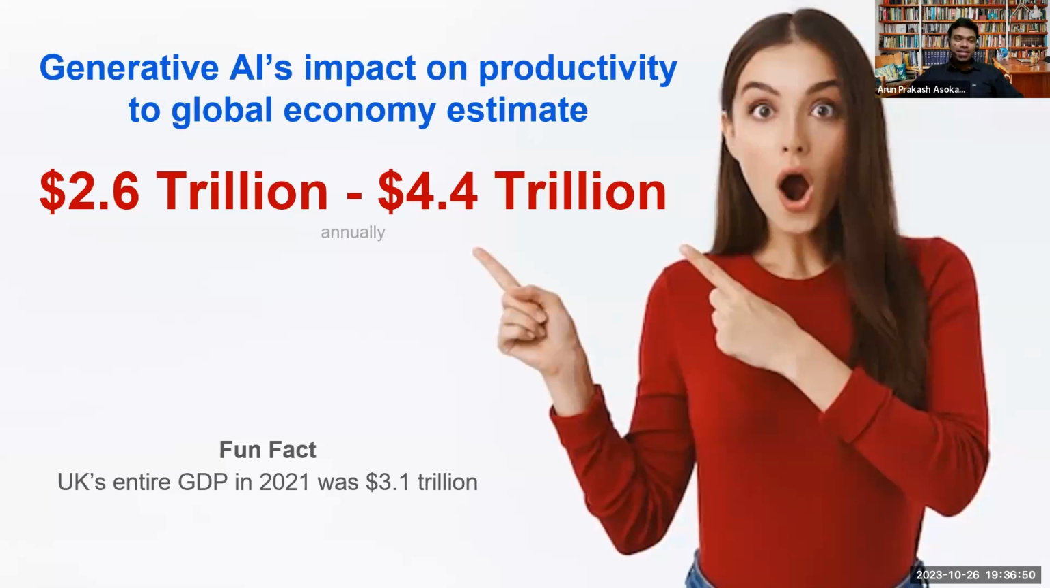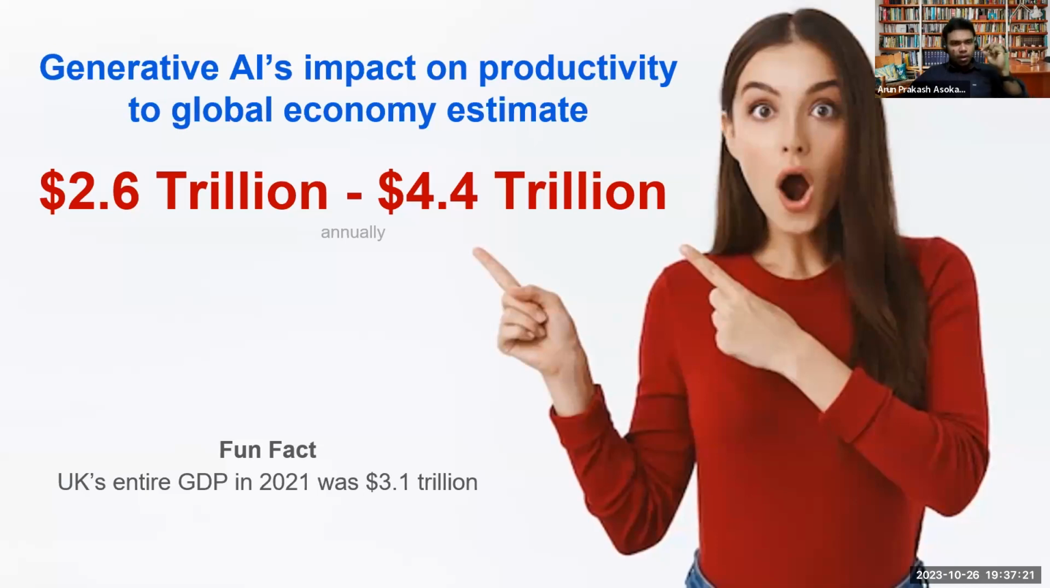And the fun fact here is the UK's GDP in 2021 was just 3.1 trillion. And we are looking at the productivity impact of generative AI on the global economy, right? And this would increase the impact of all AI systems by 15 to 40%, right? And this is definitely disruptive because that's why we call it the real iPhone moment, right? Where a lot of these large language models are reimagining the way many industries solve problems.